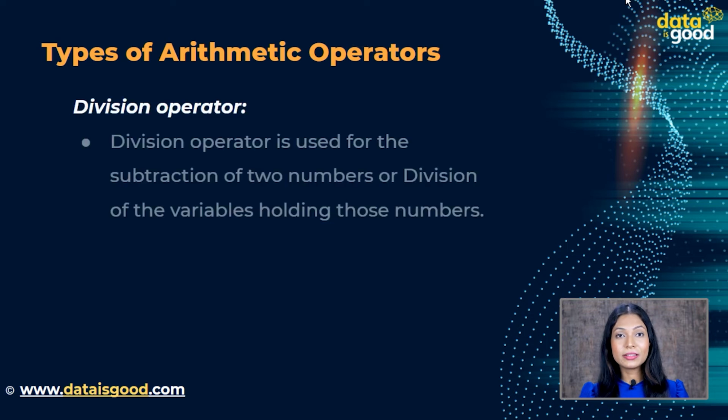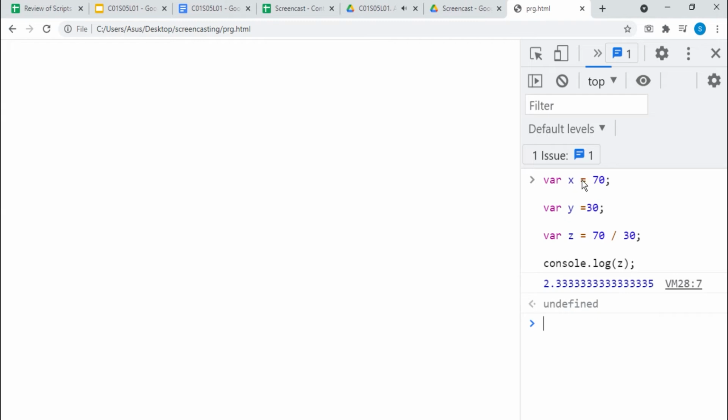Division operator. The division operator is used for the division of 2 numbers or of the variables holding those numbers. The left operand is the dividend and the right operand is the divisor. Unlike other languages like C, Java, etc., as you can see, JavaScript allows divided numbers to have a floating output.